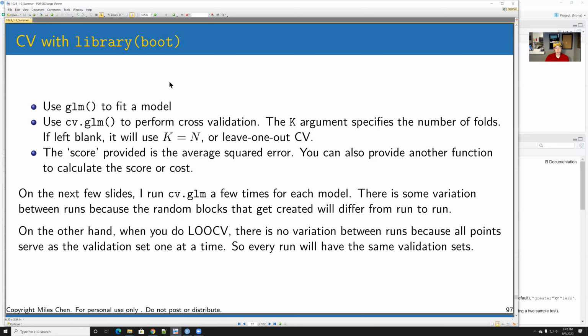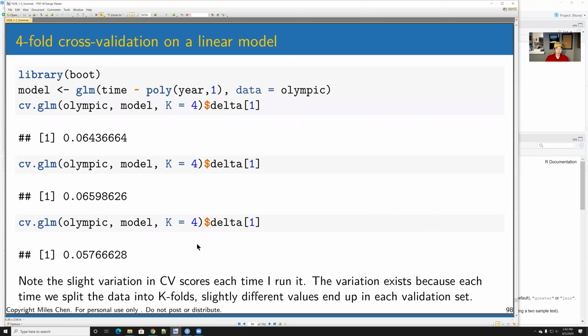You can do k-fold cross-validation using library boot. So you've got cv.glm. I'm going to just run cv.glm, and there's some variation between the runs because the random blocks that get created are different from run to run. But when you do leave one out cross-validation, there's going to be no variation between runs because all the points serve as the validation set one at a time. Let me just show you here.